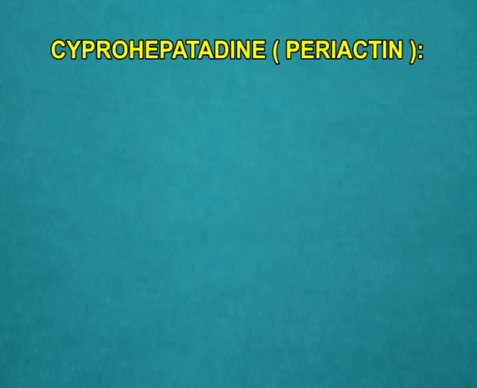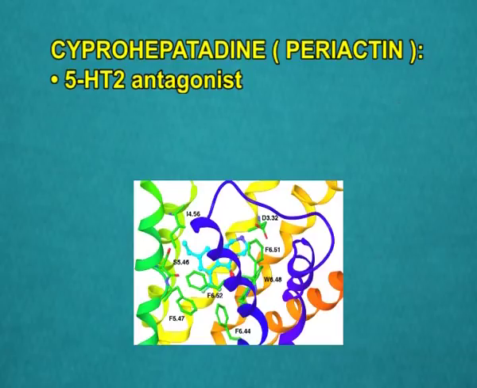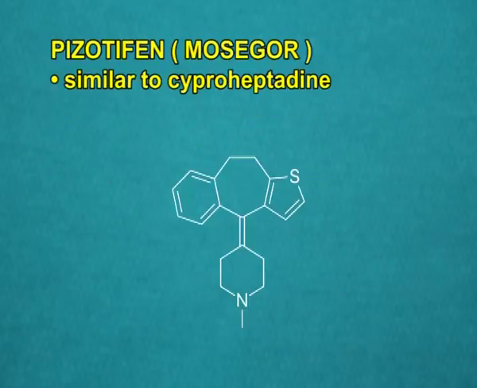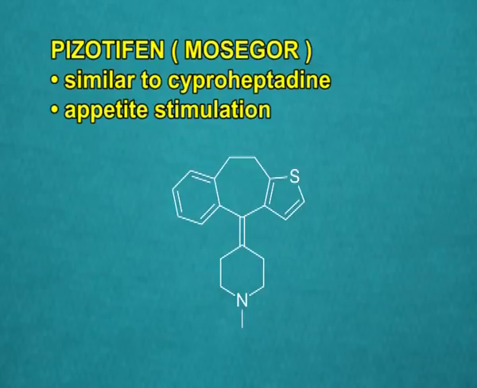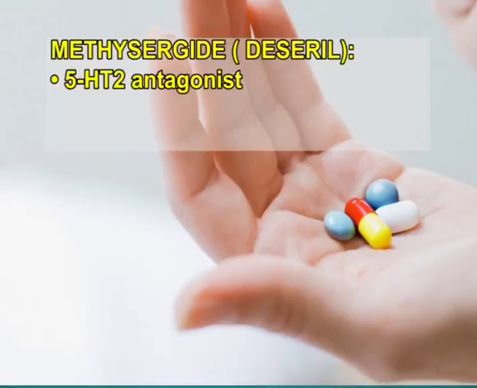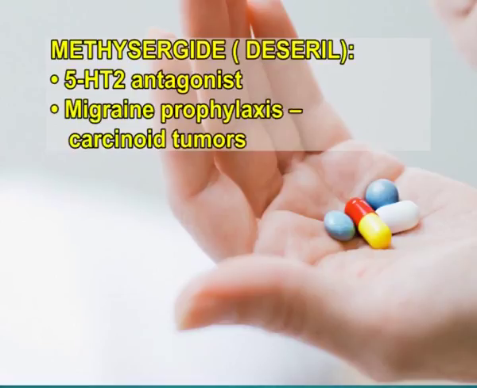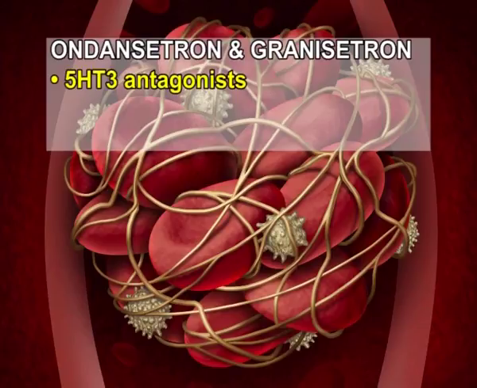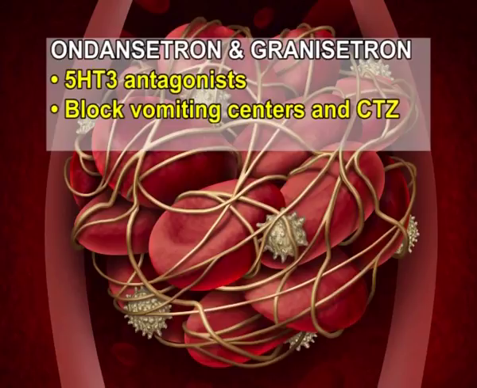Now we are discussing the serotonin antagonists. They include cyproheptadine and periactin, which are 5-HT2 antagonists with histamine H1 and muscarinic antagonism, used in carcinoid tumors. Pizotifen is similar to cyproheptadine, with appetite stimulation. Methysergide is basically a 5-HT2 antagonist used in migraine prophylaxis and carcinoid tumors. Ondansetron and granisetron are basically 5-HT3 antagonists that block the vomiting center and CTZ.